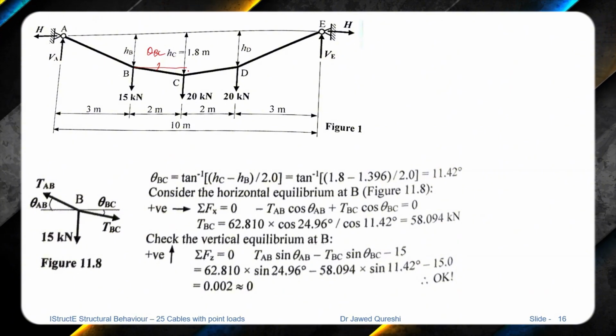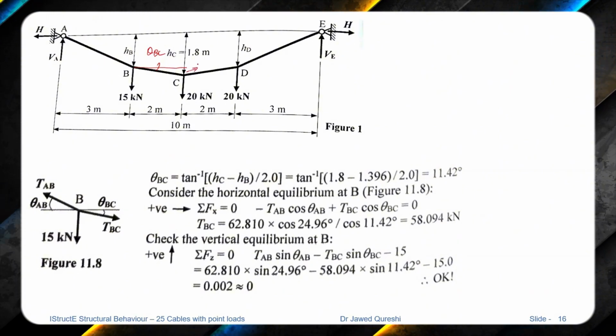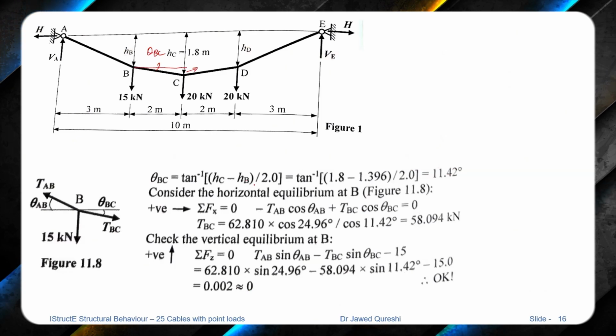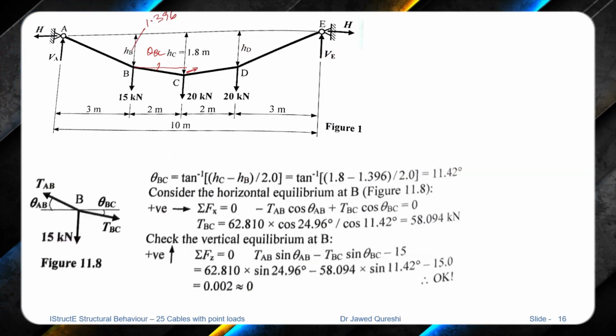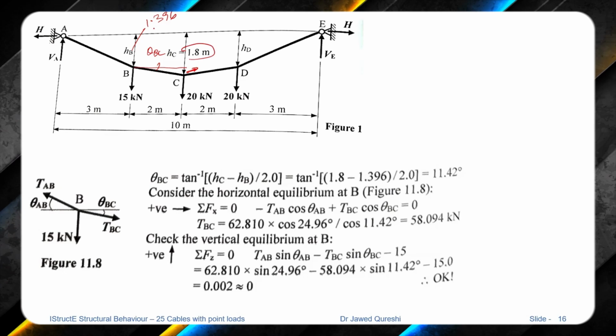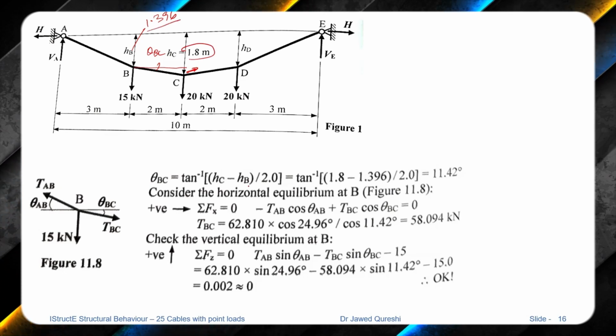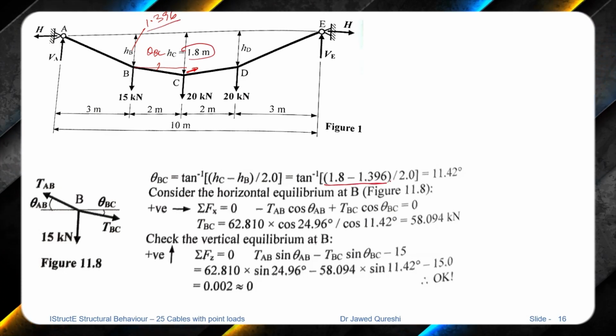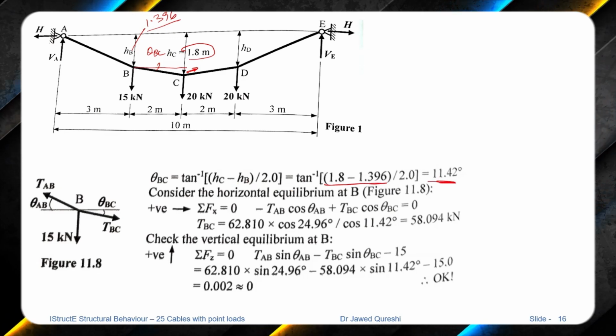The vertical dimension is this one, which I'm looking for. HB is equal to 1.396. So to find this dimension, I have to subtract 1.396 from 1.8. That's what I've done over here, and from here I can find the angle.